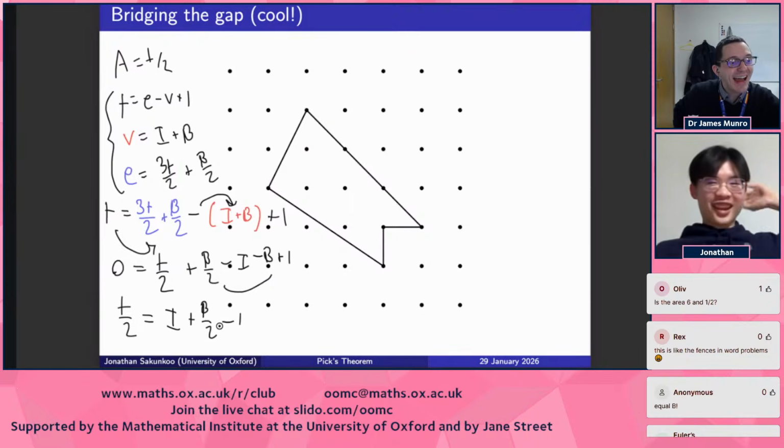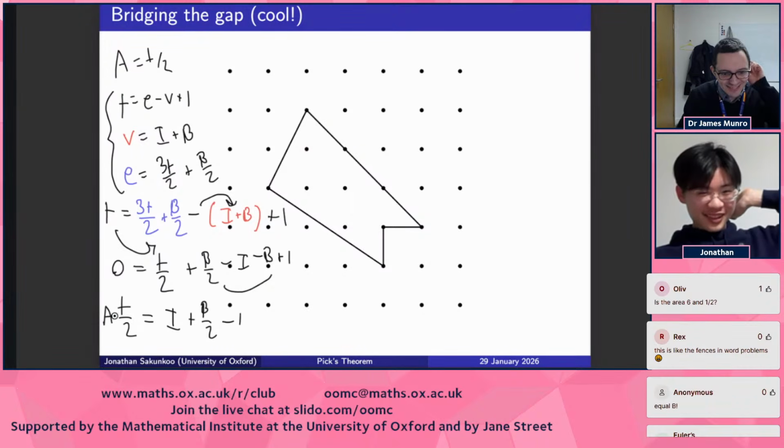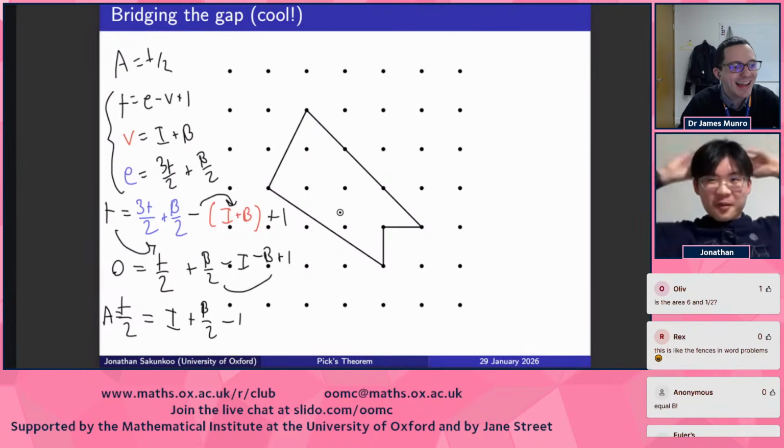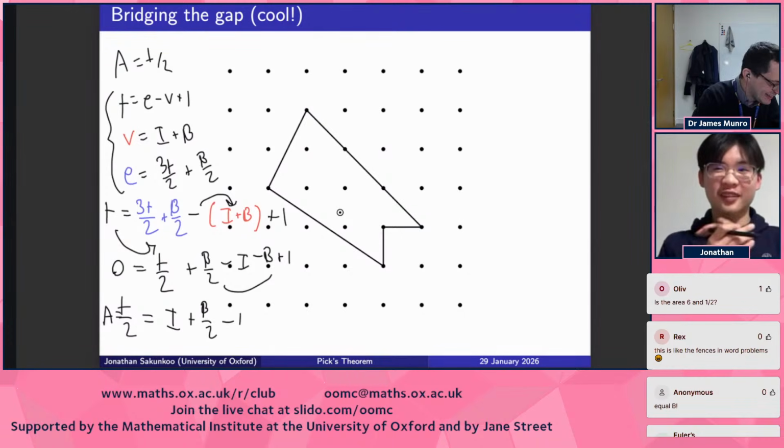And A was T over 2. So we've just shown that A is the number of interior points plus half the number of boundary points minus 1. And that's exactly the statement of Pick's theorem. Oh, we've proved it. Yay.